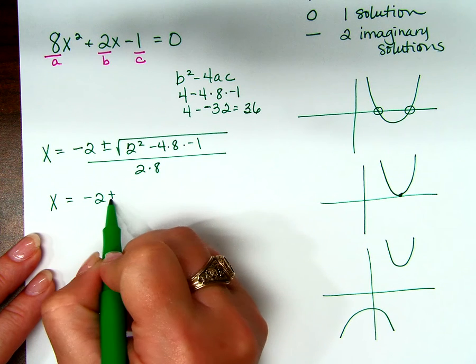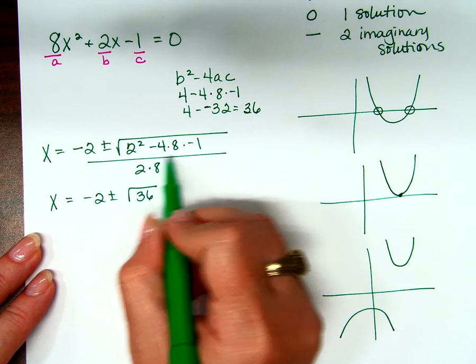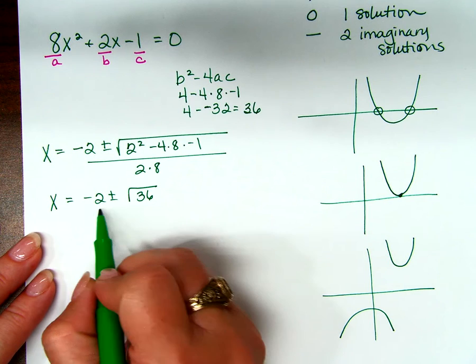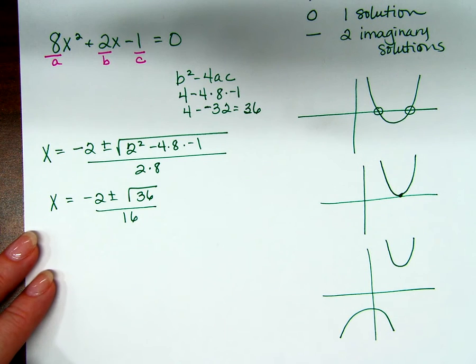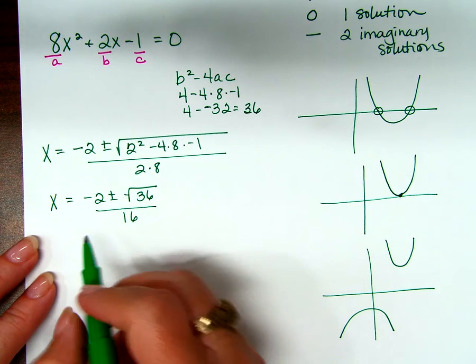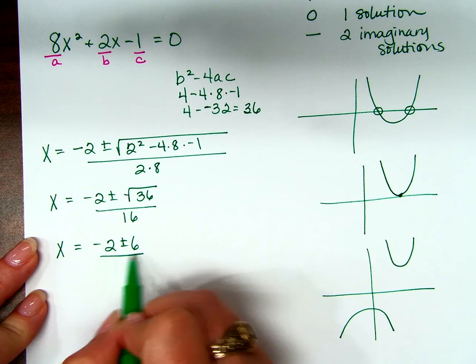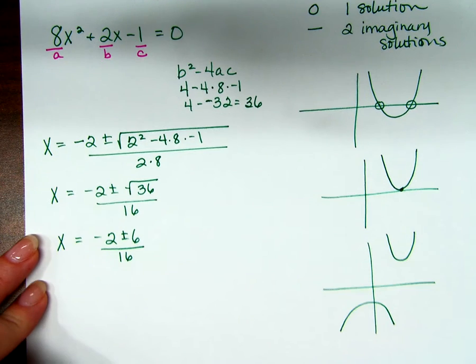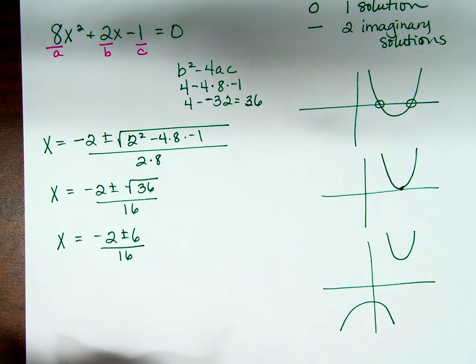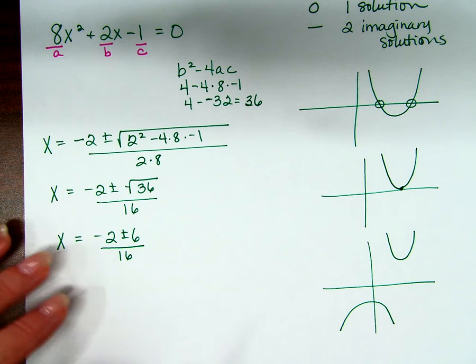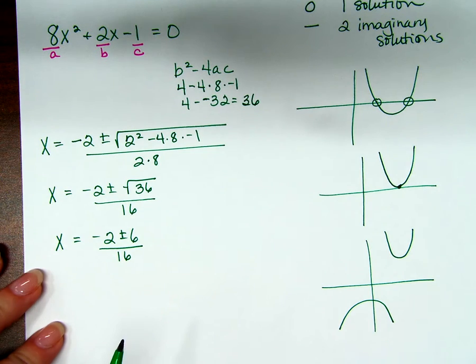Well, the cool part is I've already done this, so I know that that's 36, right? Do we know the square root of 36? 6. So negative 2 plus or minus 6 over 16. Can I stop there? I mean, I guess I could, but I'll get it wrong. Or not all the way right, because I can simplify that, can't I?